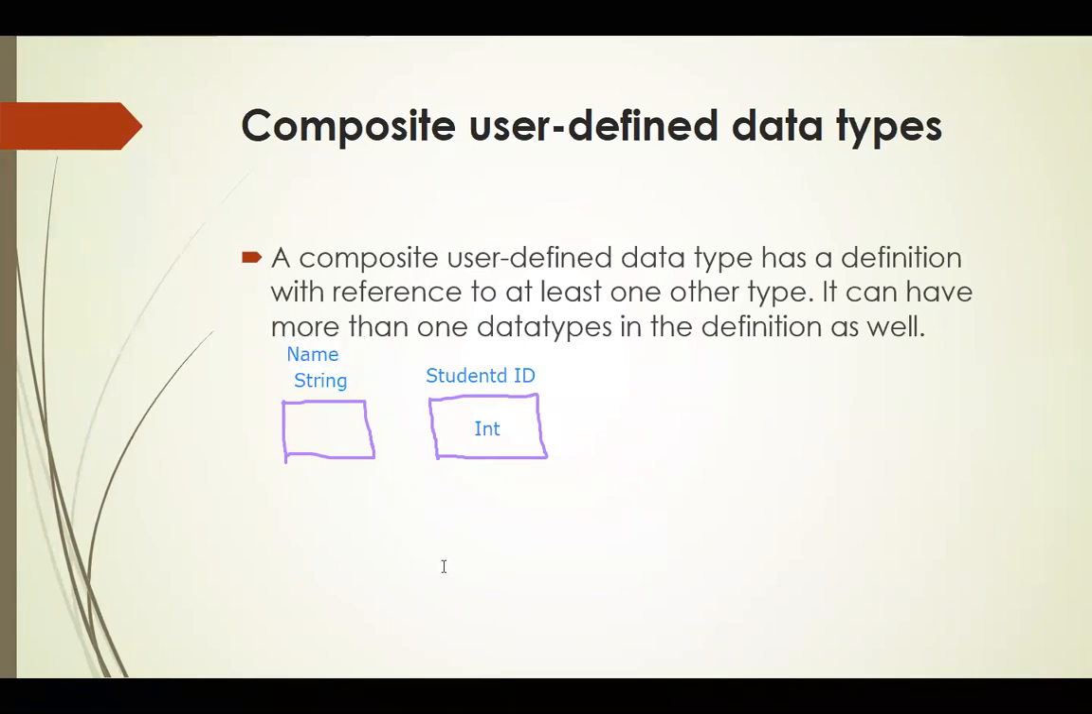Now what if I want to make one data type which can hold both of these values together? What I want to do now is create one box which has its own little compartments in which I can store these two different kinds of values. When I do this, it is going to become the composite user-defined data type, a data type with reference to at least one or more other types. Let's see how.